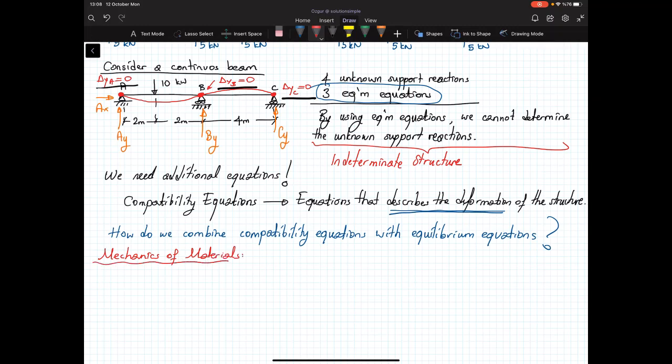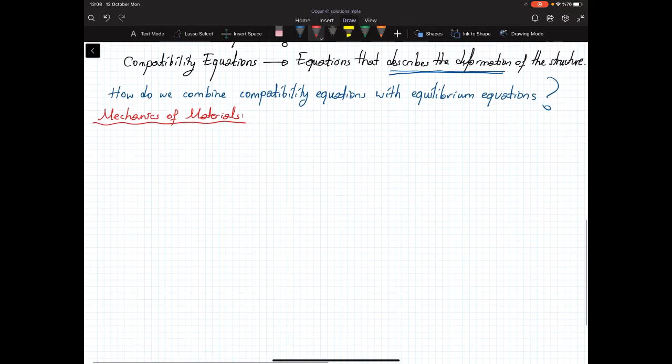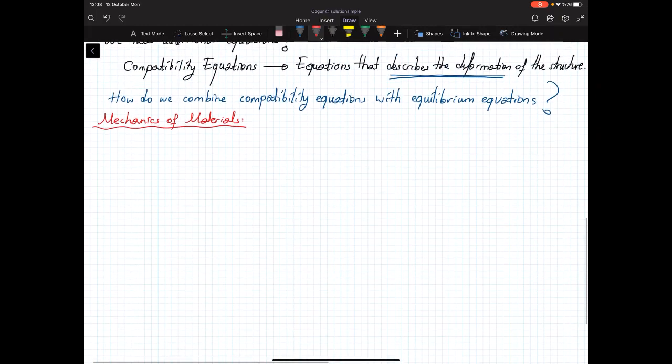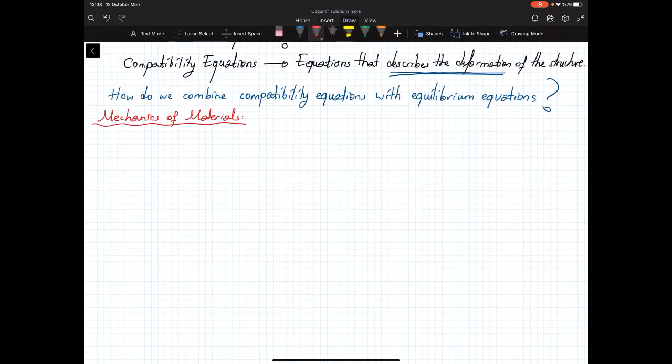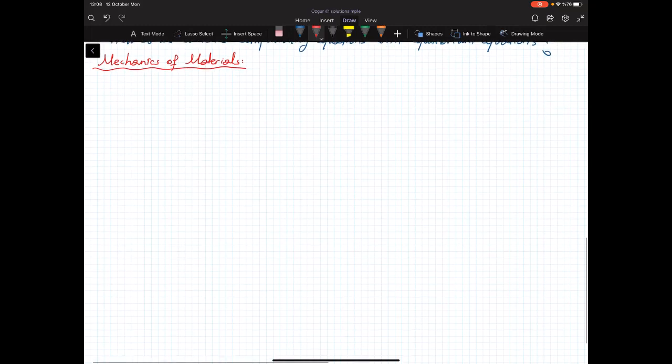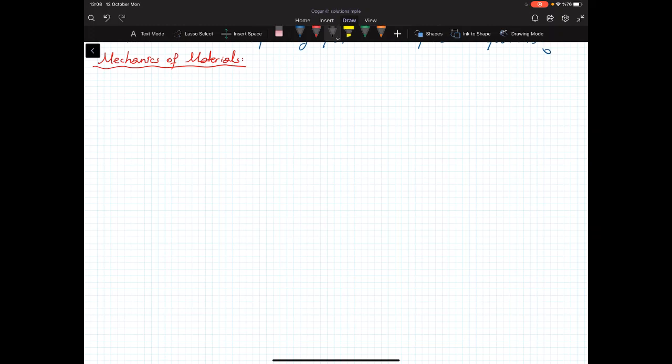Because in statics, we can only use the equilibrium equations, and we can only analyze determinate structures. And here we saw that in order to analyze an indeterminate structure, we need additional information related to the deformation. So how does a structure deform? That's the question we ask in mechanics of materials. How members deform. This is mainly what we focused on. And we try to relate the deformations with the internal forces.